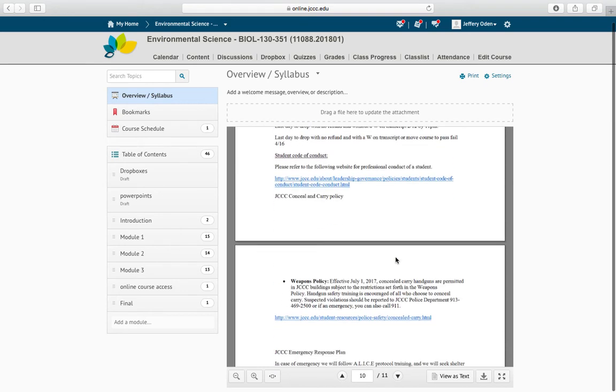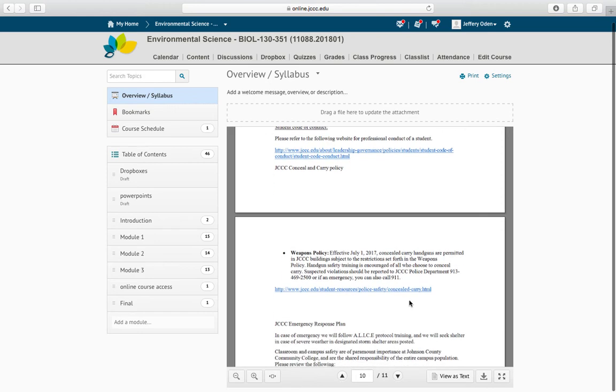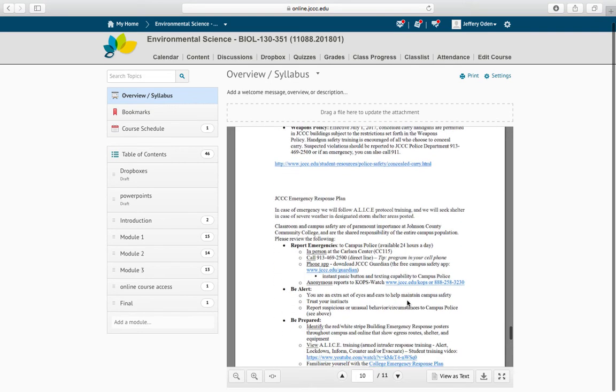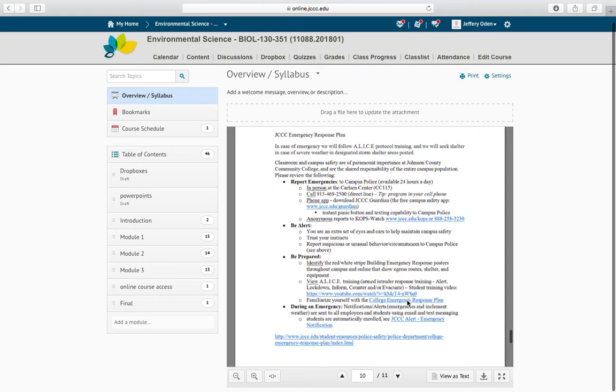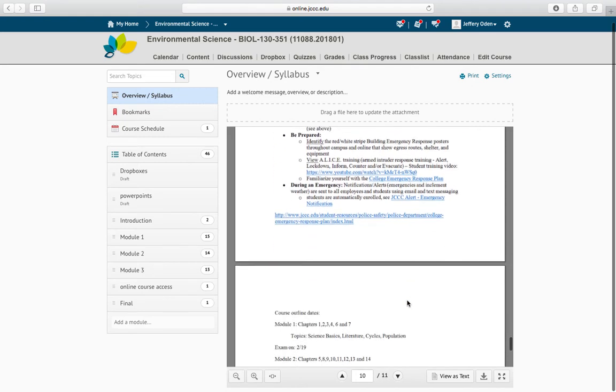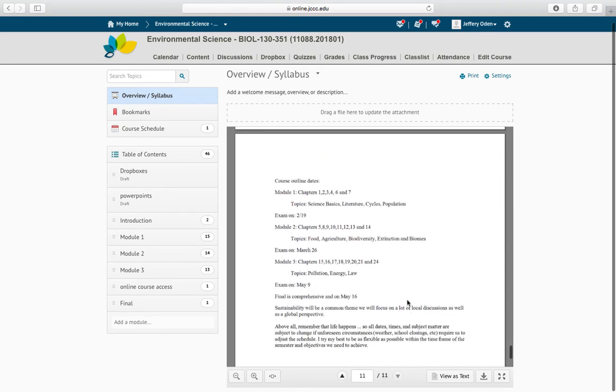Even though we are not on campus, I do have some of the weapons policy, the concealed carry policy, emergency response policies, everything like that on here. That happens to be in case you do happen to be on campus, even though this is an online class. They're still kind of important. The course dates and deadlines.